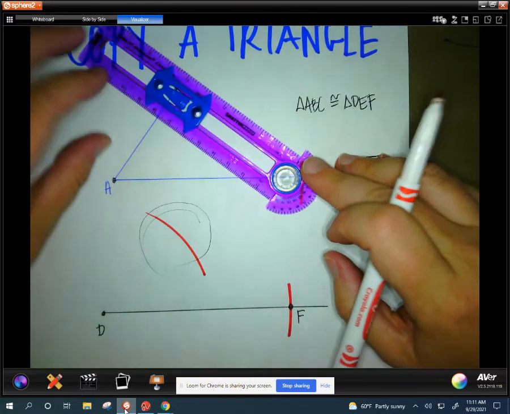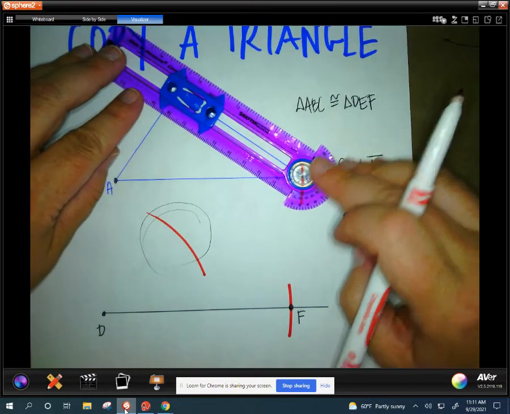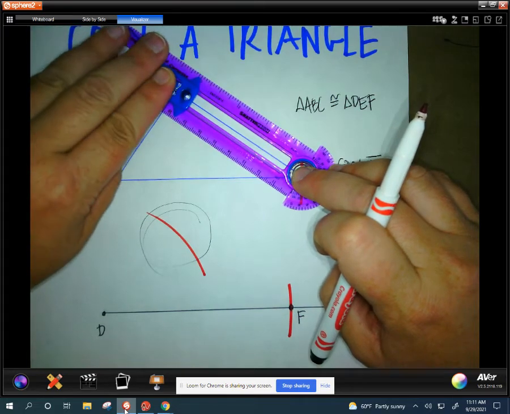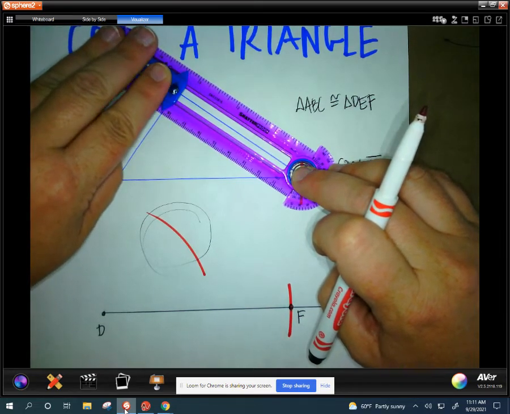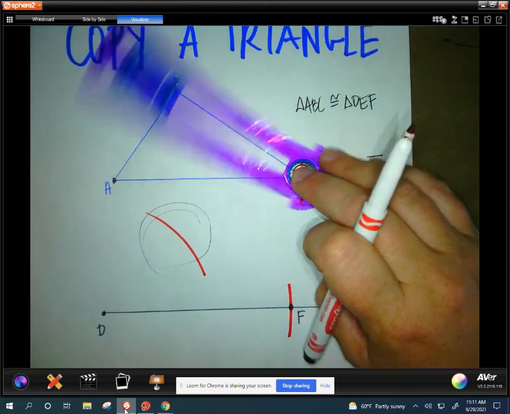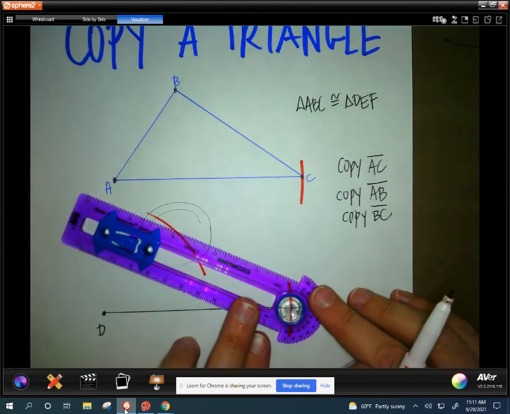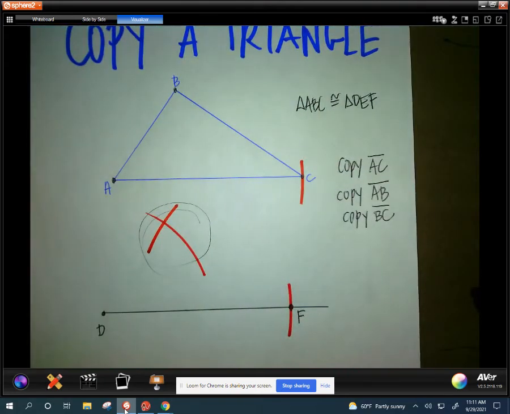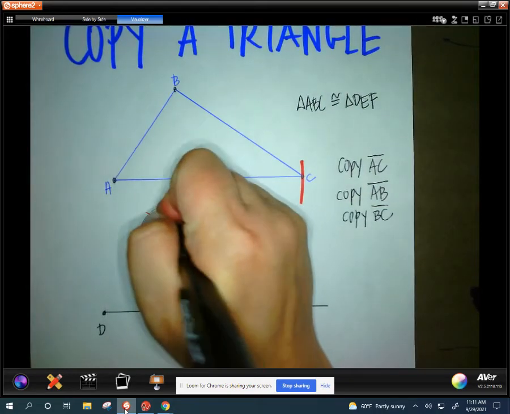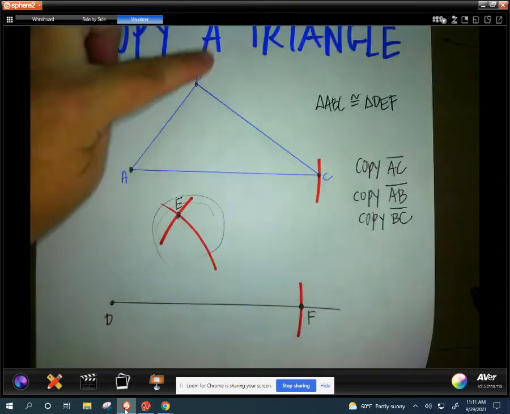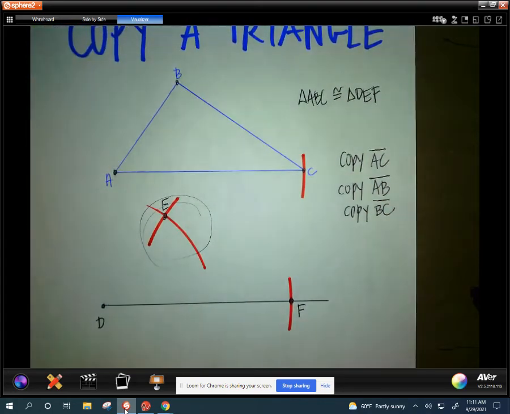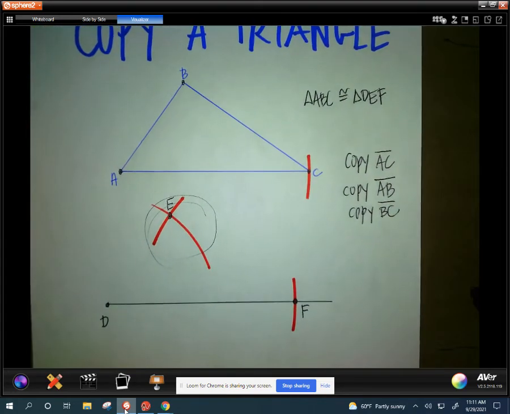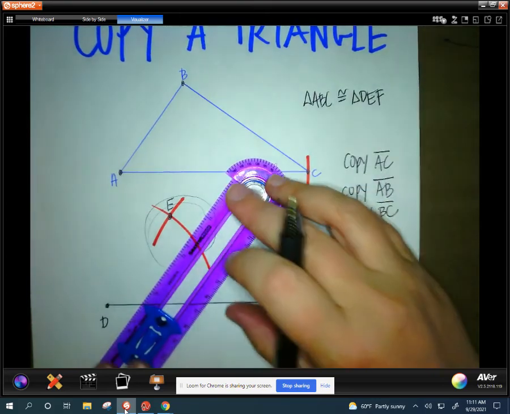So I go and measure B or C to B. And I bring that measurement down. And I mark off that distance. So now that I have those intersecting points, I have point E. I could have had those arcs up here as well as like mirrors to what I actually did. They are not required, but I tend to show them.